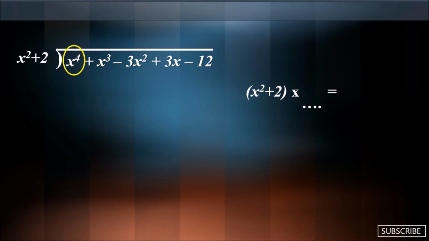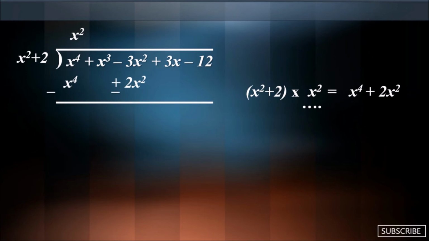Now our expected answer is x raised to 4. Hence we have to multiply the divisor with x square. Then we'll get the answer x raised to 4 plus 2x square. X square is the quotient and x raised to 4 plus 2x square will go for subtraction. Here the important thing is we have to take this term exactly below its like terms. Change the sign. Let us do the subtraction.